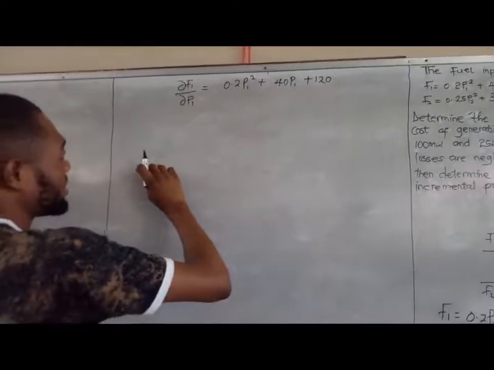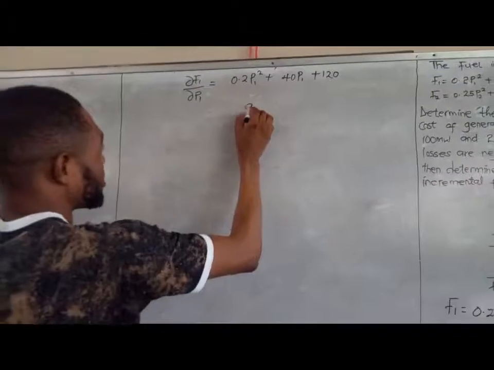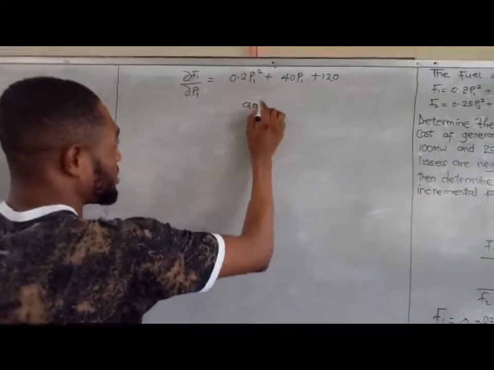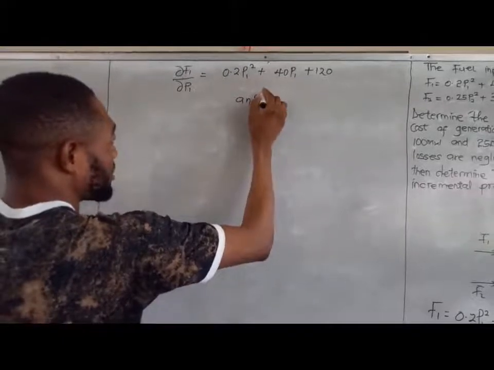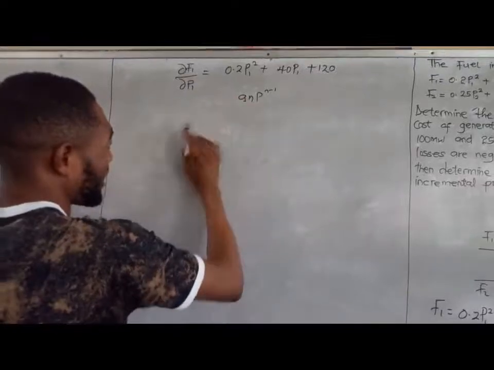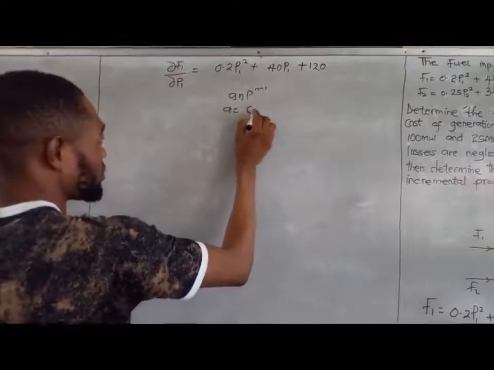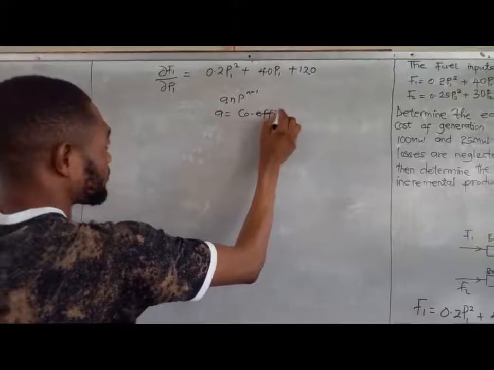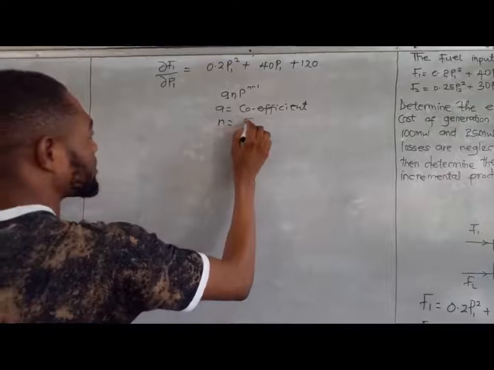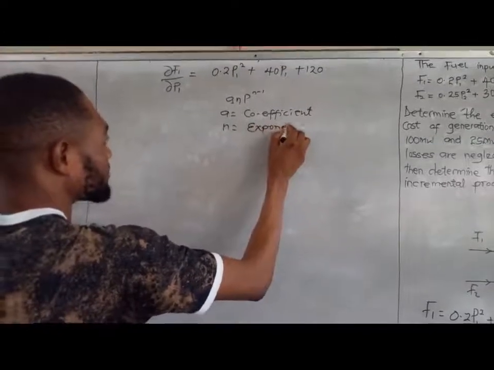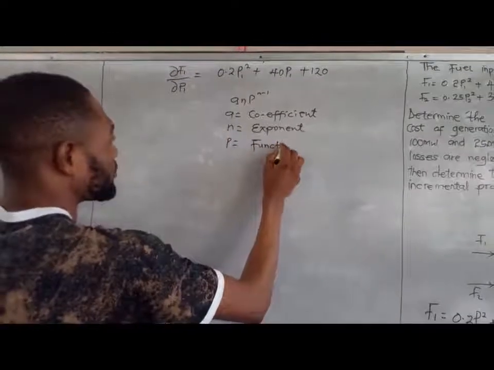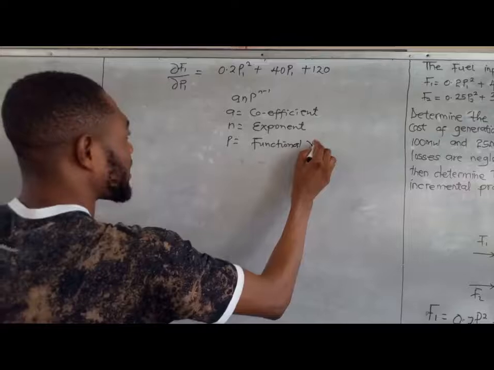The partial derivative has a formula that says a coefficient times the exponential function multiplied by the function, then minus 1 from the exponential value. So A equals the coefficient, N equals the exponential value, or the exponent, and P is what we call the functional variable.